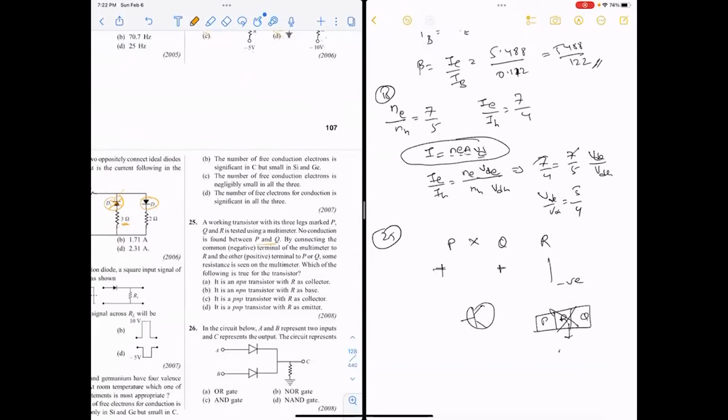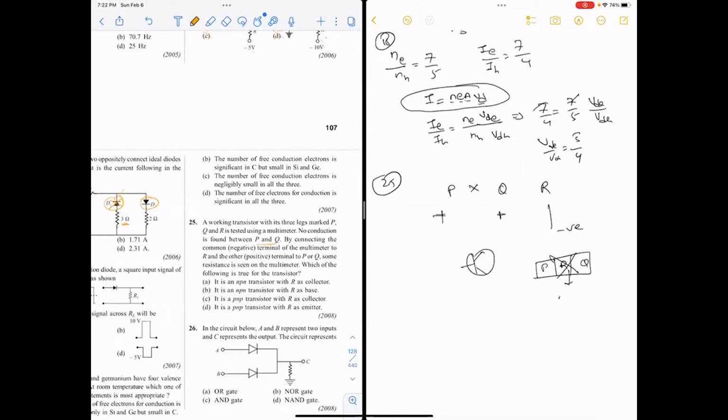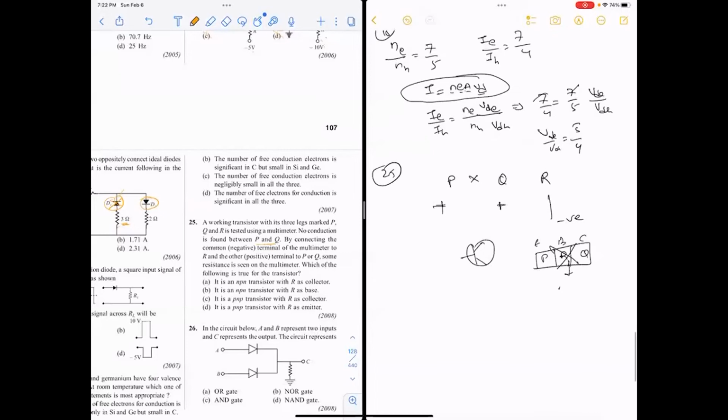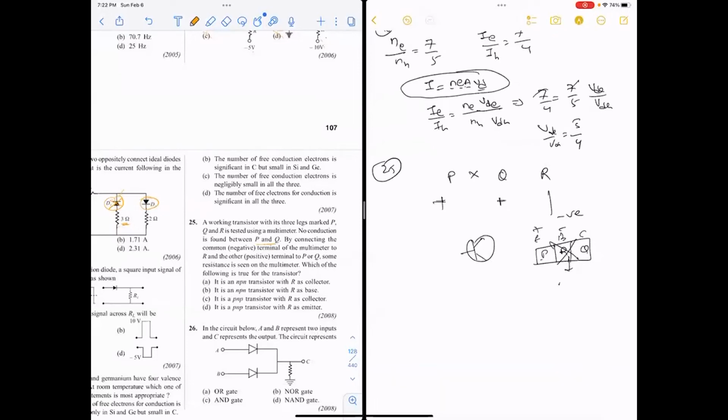By connecting the common negative terminal of the multimeter to R and the other positive terminal to P and Q, some resistance is seen. Which of the following is true for the transistor? NPN, I just give it a try. If R is collector, then how come P and Q will have a conduction? R should be base, no? Normally no conduction between P and Q means one is emitter, the other is collector, and this is base. So R should be the base. This is what I feel. R is the base, and from R to P, this is negative, this is positive. It's like a diode, so you are getting the resistance. So option B, it is an NPN transistor with R as base. Am I right?